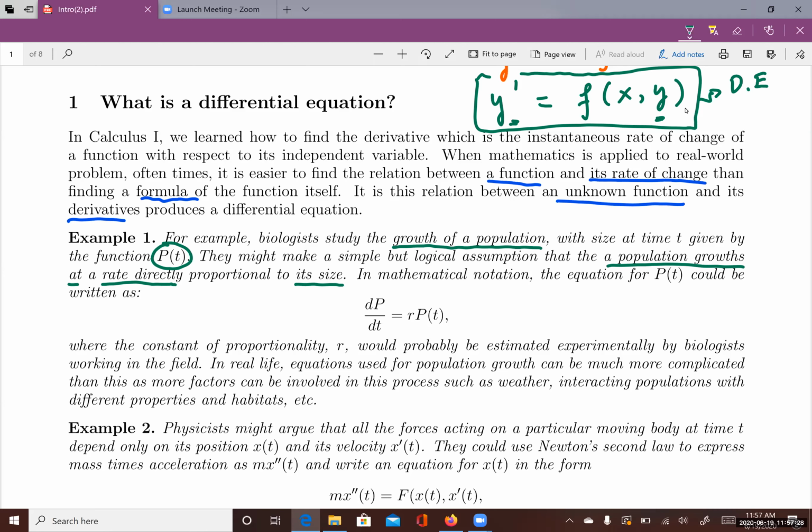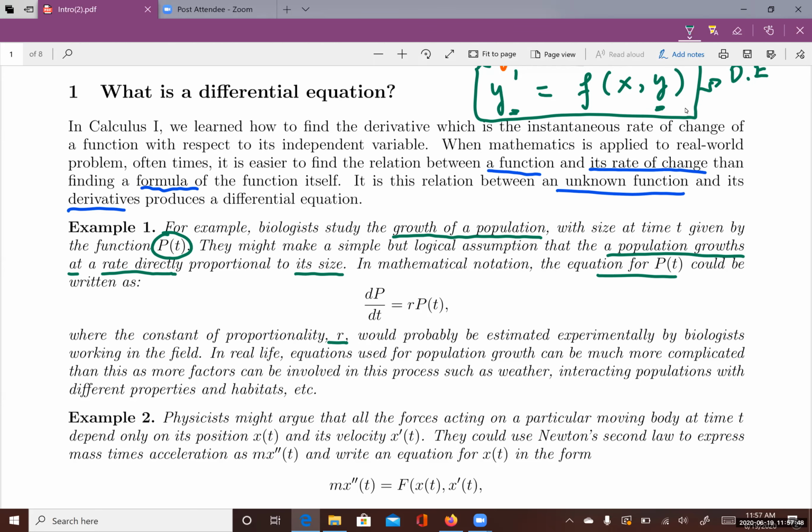In mathematical notation, you can rewrite the equation for the population p of t in terms of a differential equation. You say the rate of change of the population with respect to time equals r times p of t, where r here is the constant of proportionality, okay? And you can estimate r experimentally by working in the field, right? They're collecting the data, or from their own knowledge, they can estimate r. All right.